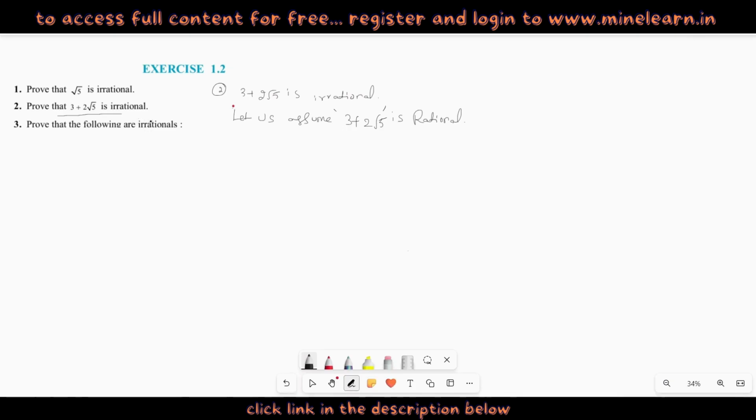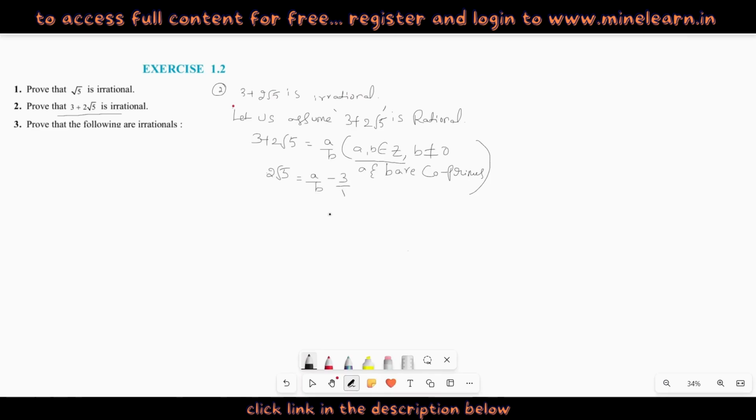But what is the definition of rational? It's in the p by q form, and in the same way as in the previous question, 3 plus 2 root 5 equals a by b, where a, b belong to integers, b not equal to 0, and a and b are co-primes. Here we are going to use this condition. Now 2 root 5 is equal to a by b, plus 3, if it goes that side, minus 3.